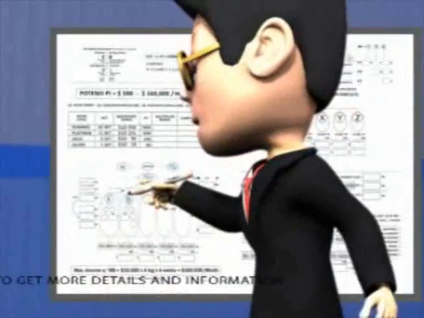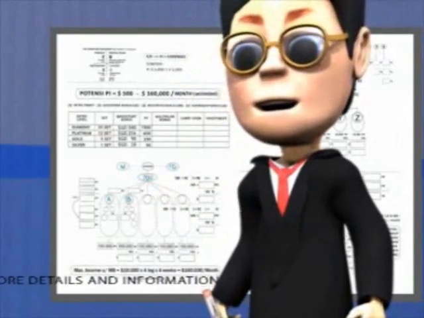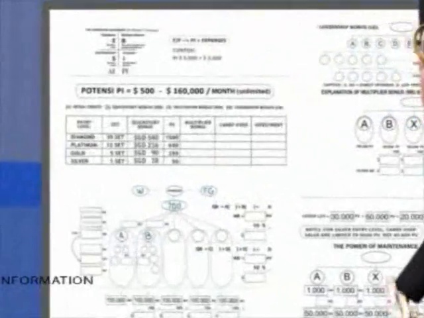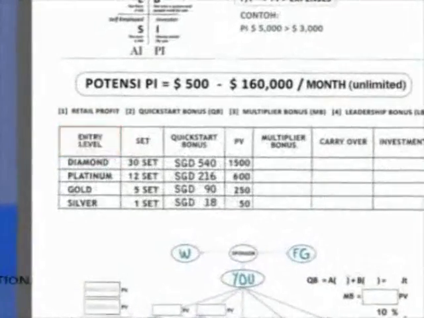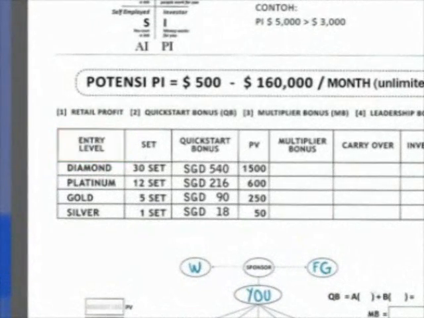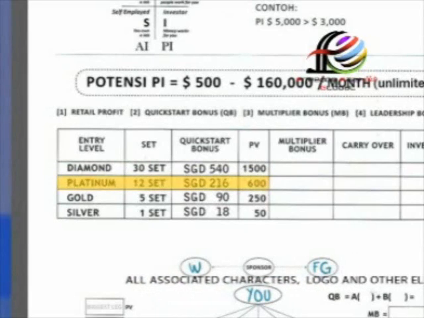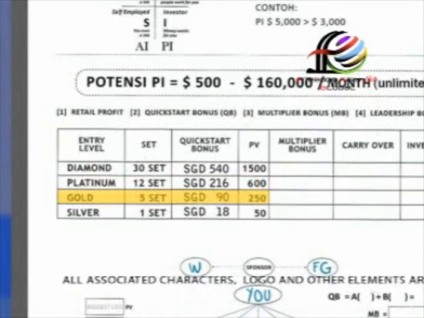If you have referred A and B into this business, it depends on where A and B choose their entry level. There are 4 entry levels here. First, Diamond. We will receive 30 sets, a quick start bonus of 540 Singapore dollars and a 1,500 PV. Second, Platinum. We will receive 12 sets, a quick start bonus of 216 Singapore dollars and 600 PV. Third, Gold.